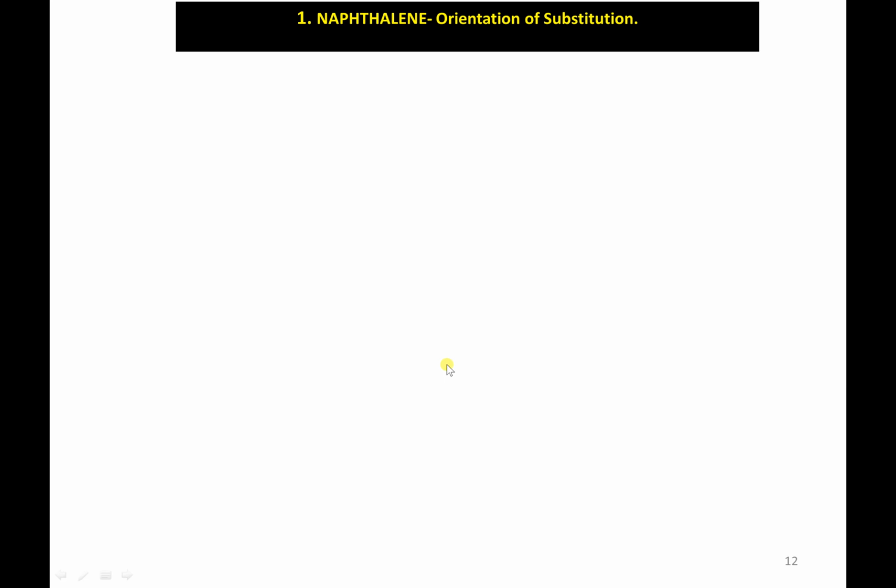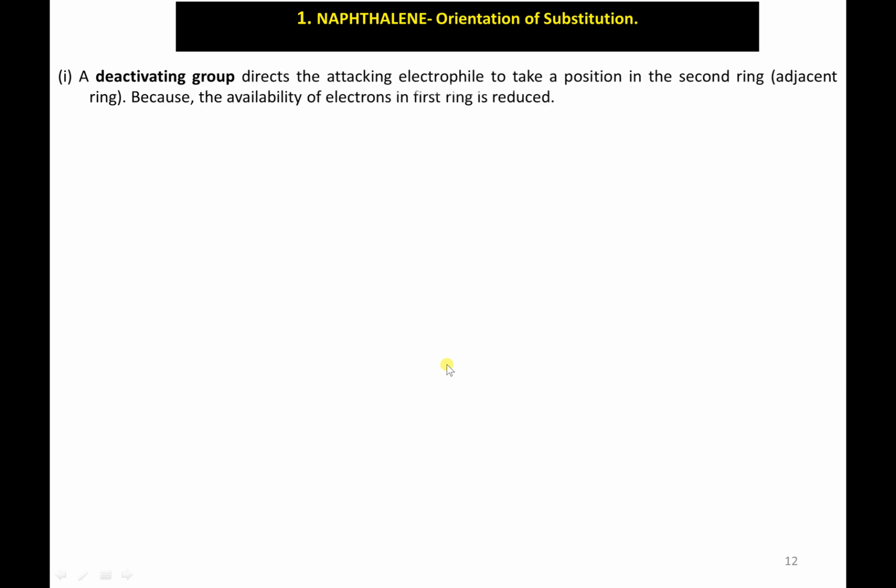Next is orientation of substitution. Further, a deactivating group directs the electrophile to take a position in the second ring because the availability of electrons in the first ring is reduced. So if an electron withdrawing and deactivating group is already there, it has sucked electrons from one ring, so naturally the electrophilic substitution will not occur in that ring, but it will occur in the adjacent ring. It's very logical.